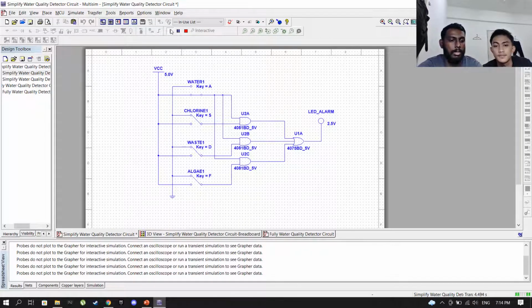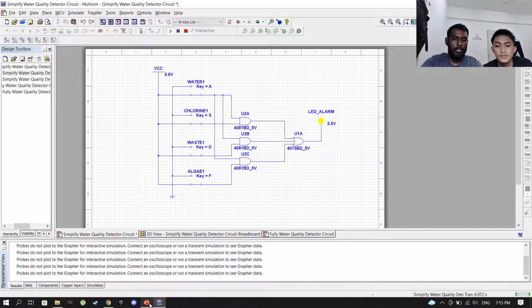So as we can see, if the water is high and then the chlorine is high, the LED will turn on. If the water is high and the waste is high, the LED will turn on. And if the water is high and the algae is high, it will turn on. So as I said before, whenever there's any detection of chlorine, waste, or algae, the LED will turn on.